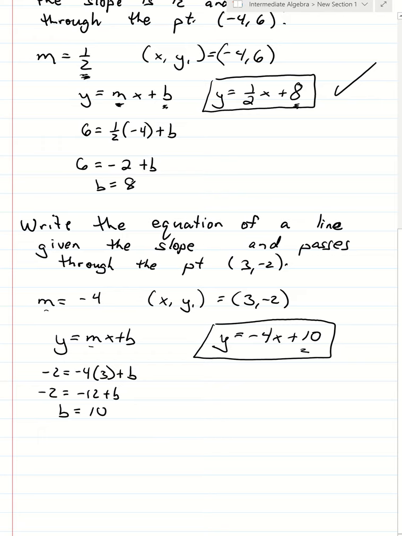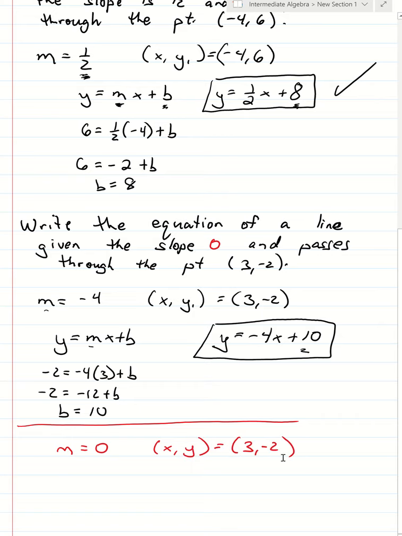Let's say we have a slope of 0, and it's still going to pass through the point of 3, -2. So now we have a slope of 0, and it's still passing through the point, the xy, of 3, -2. Well, the fact that we have a slope of 0, we've heard that before, okay? Our slope isn't positive, our slope isn't negative, we have a slope of 0.